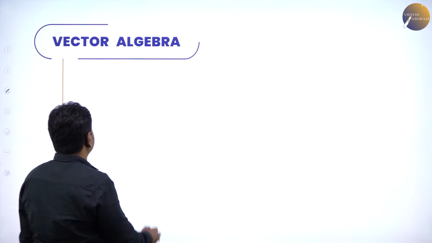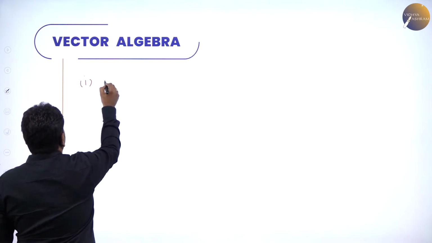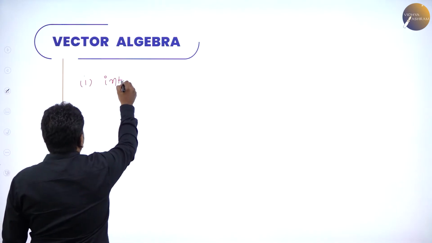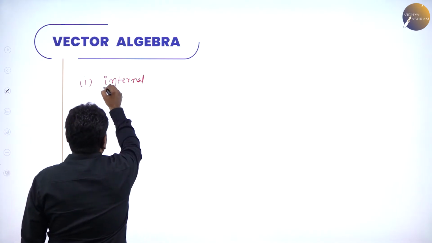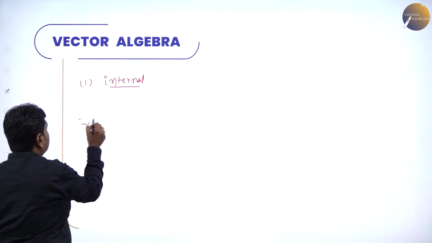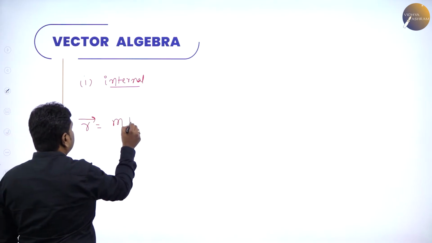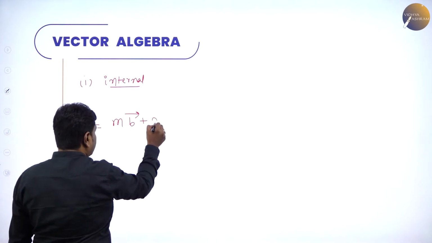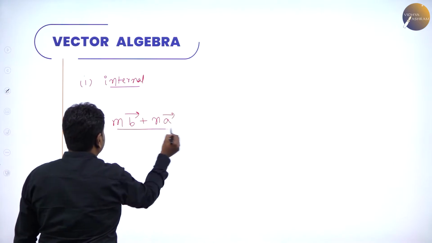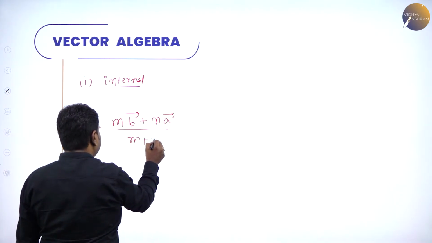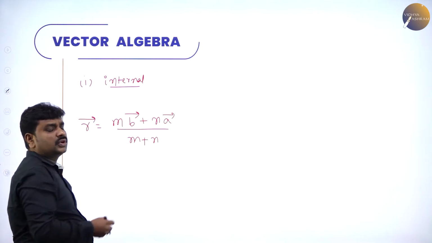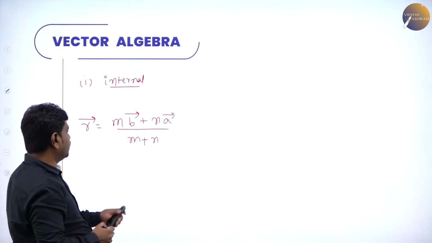Now internal division. The first case is internal division. The position vector R is m vector B plus n vector A divided by m plus n, where vector B is the position vector of Q and vector A is the position vector of P.